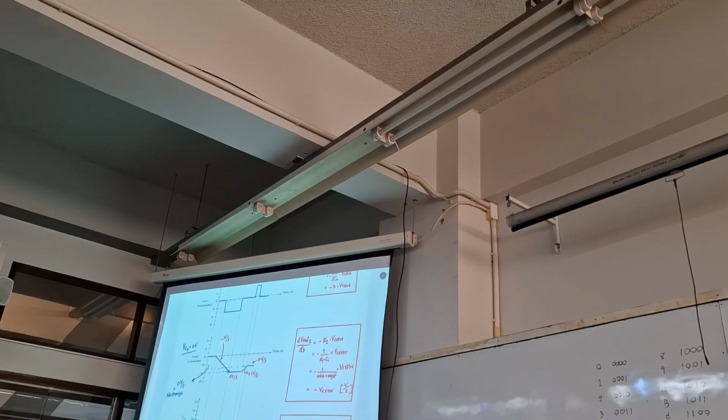This point is point A. This point is point B. Point A, point B. You see, the next, at this time scale, V out 1, you have two values.